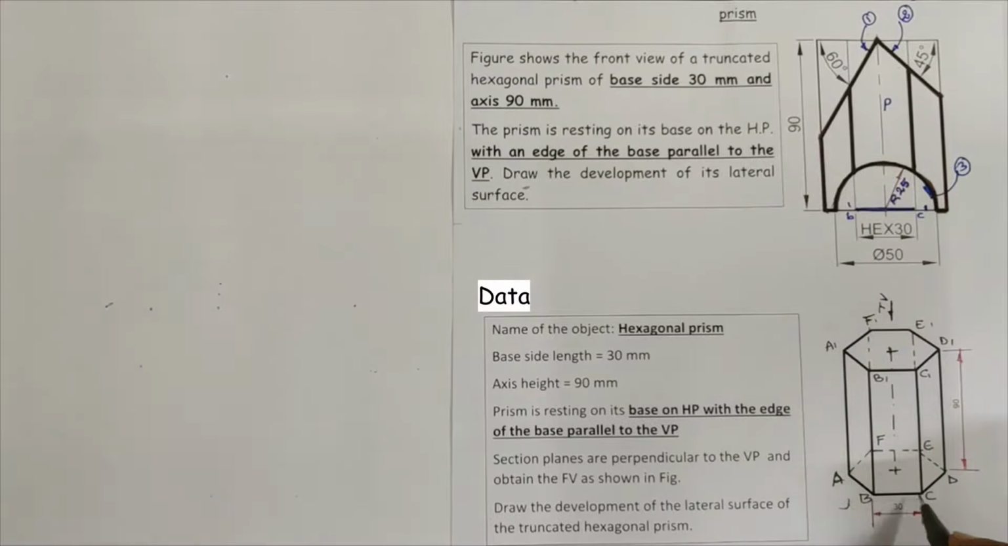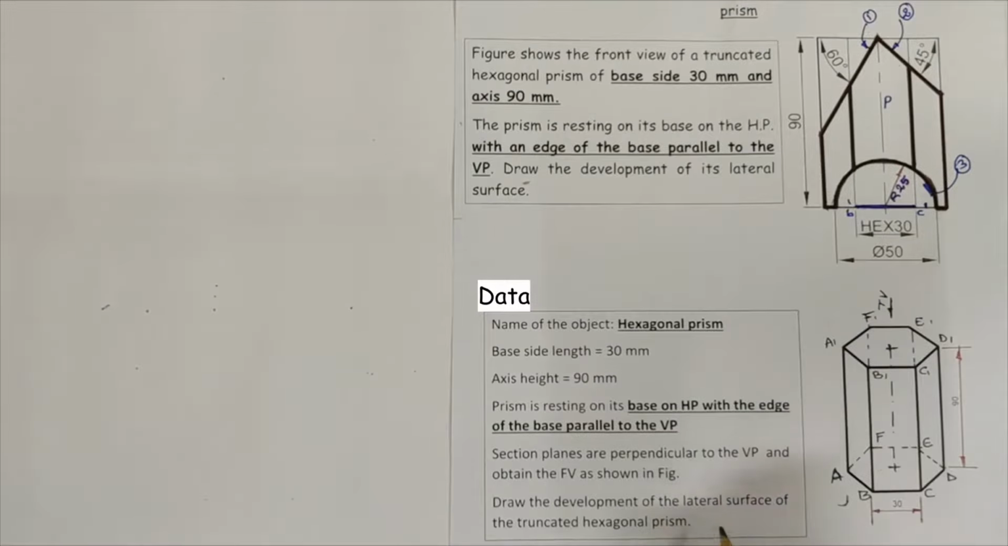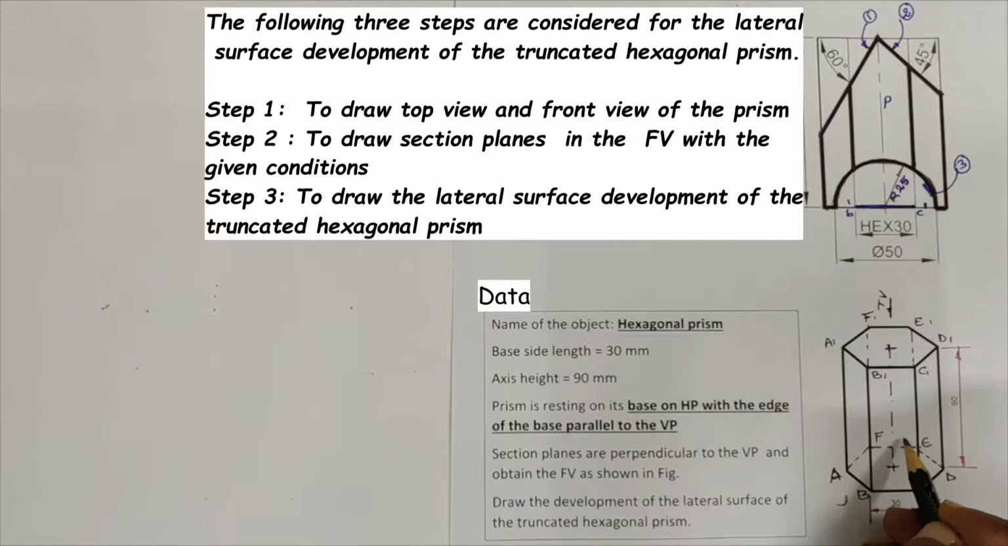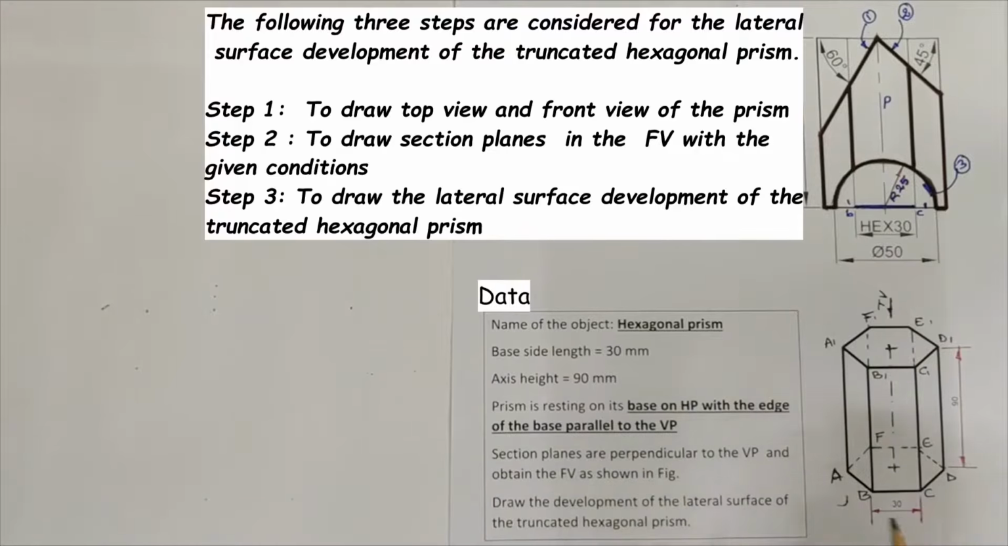Here the base side is parallel to the XY line, so B dash C dash is also parallel to the XY line. For the development of the lateral surface of the truncated hexagonal prism, the following three steps are followed. The first step is to draw the top view as well as the front view of the hexagonal prism. Second step is drawing section plane lines in the front view with the given conditions. Third step is to draw the lateral surface of the truncated hexagonal prism.